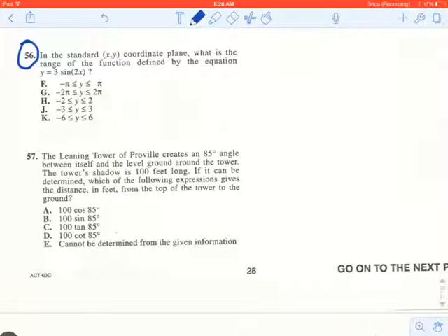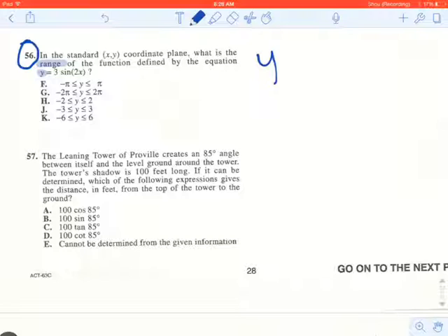Question 56. In the standard xy coordinate plane, what is the range of the function defined by the equation y equals 3 sine 2x? So we are looking for the range, right? And that's our values of y, so what our height can be.